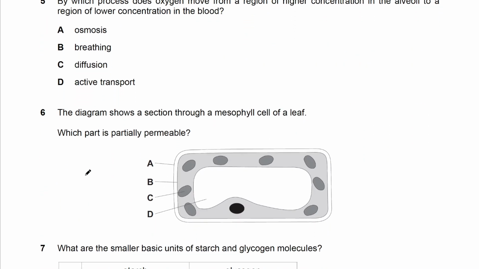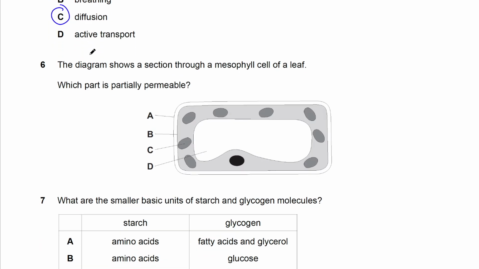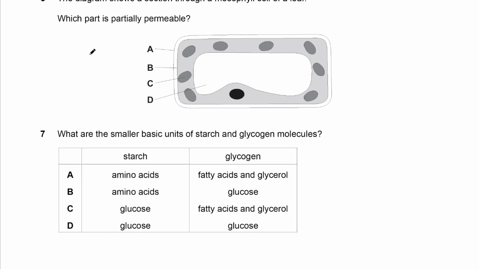Moving to question number 5. By which process does oxygen move from a region of higher concentration in the alveoli to a region of lower concentration in the blood? Very simple and easy. Is it osmosis? Sure not, because it's not a water molecule. Is it breathing? No, this breathing exchanging gases with external environment. Is it diffusion? Yes, it's the passive transport, simple diffusion from high concentration to low. So sure, it's not the active transport. So question number 5, its answer is C.